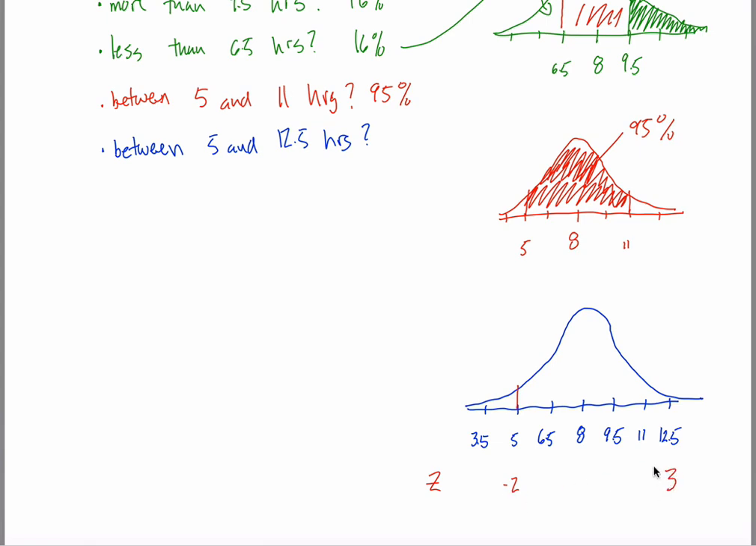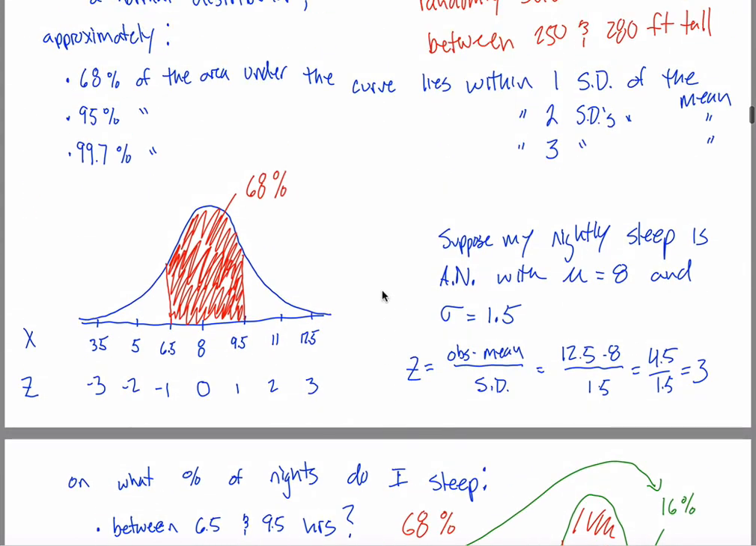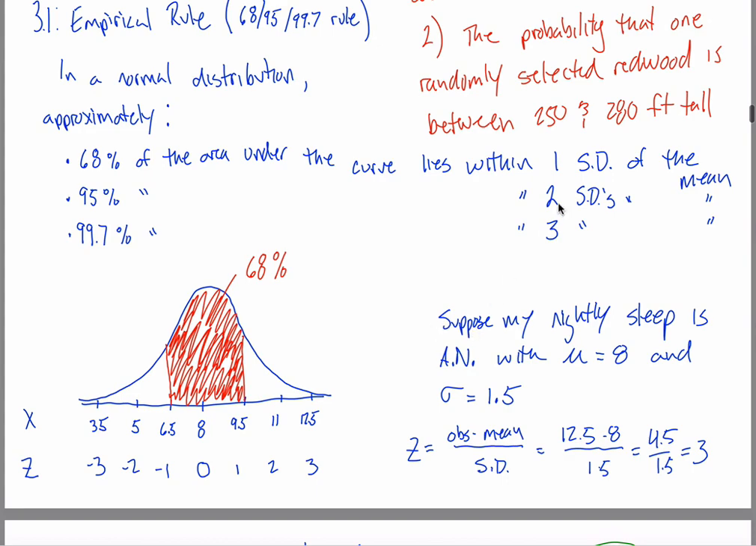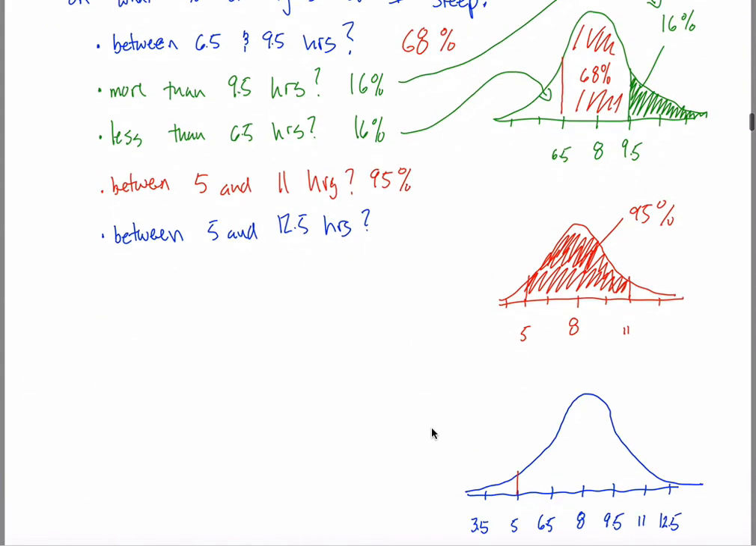Didn't you mean -2 to 2? Or maybe -3 to 3? You couldn't possibly have meant -2 to 3 because the empirical rule doesn't tell me about -2 to 3. It tells me -2 to 2 or -3 to 3, but it doesn't tell me -2 to 3. How do I answer that question? There's a trick to it.